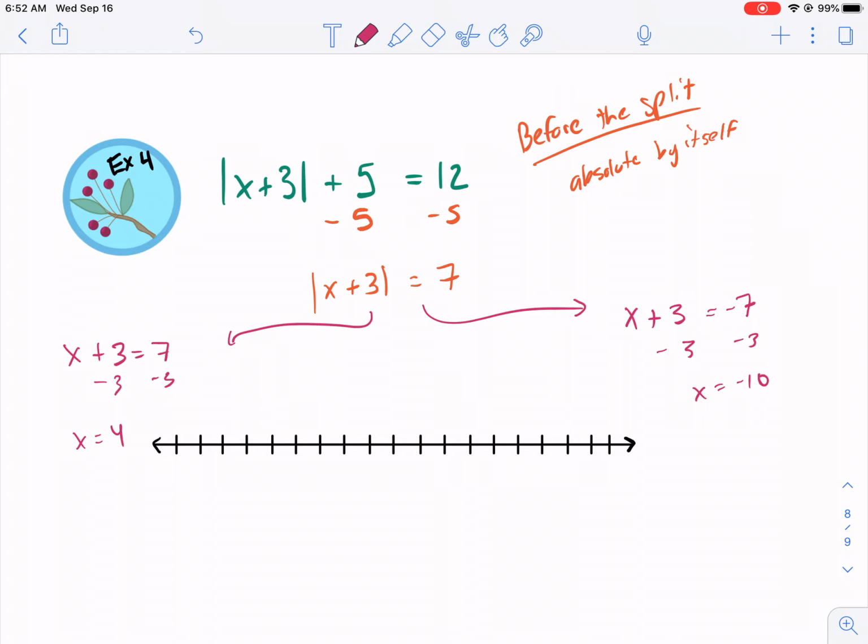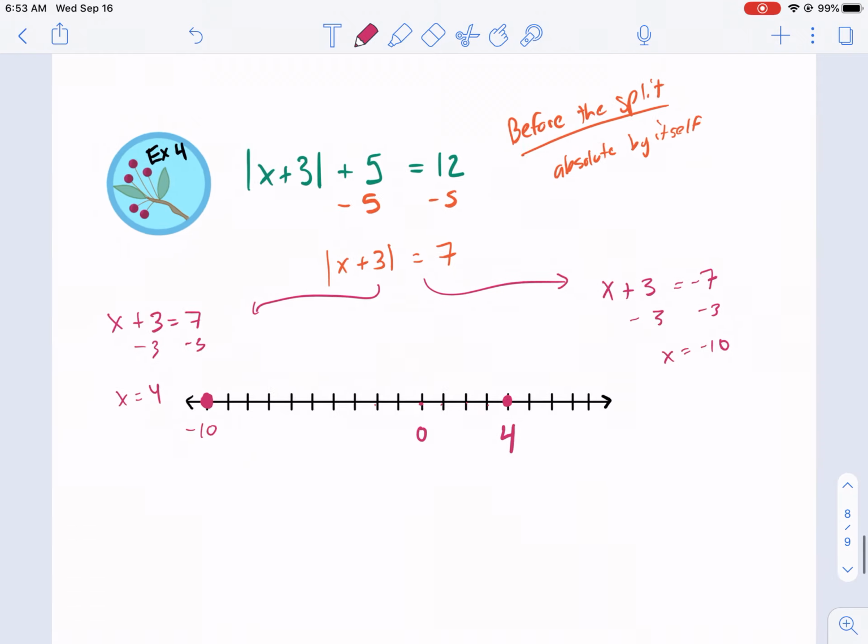So we're going to find these 2 points. Let's just call this one 0. Negative 1, 2, 3, 4, 5, 7, 8, 9, 10. Ooh, just made it. And then 1, 2, 3, 4. And there's our solution. It's just a dot because it's an equal sign.